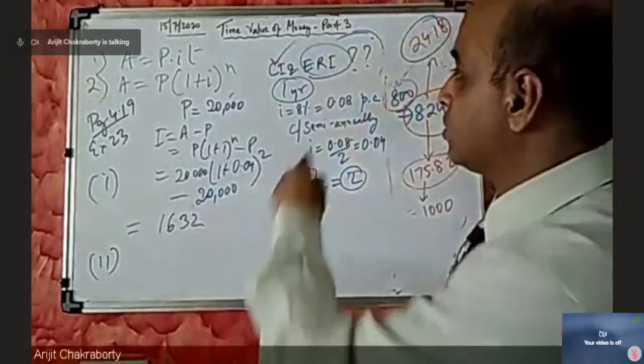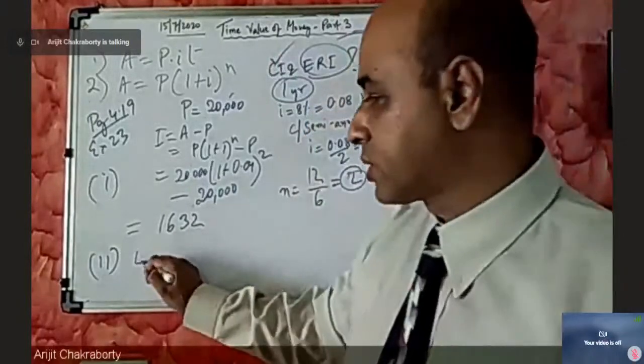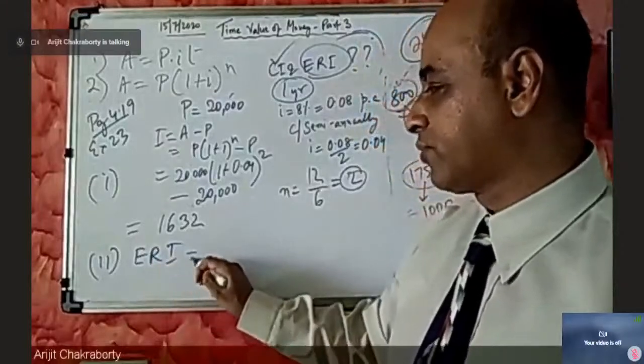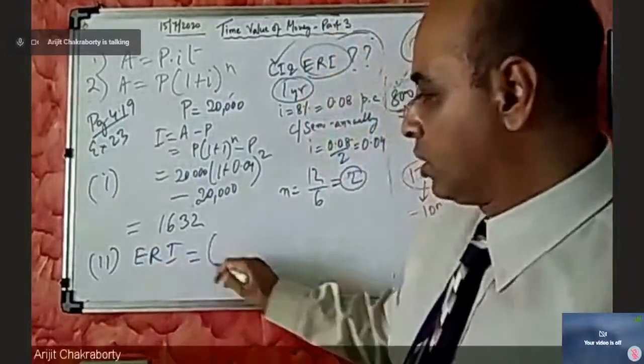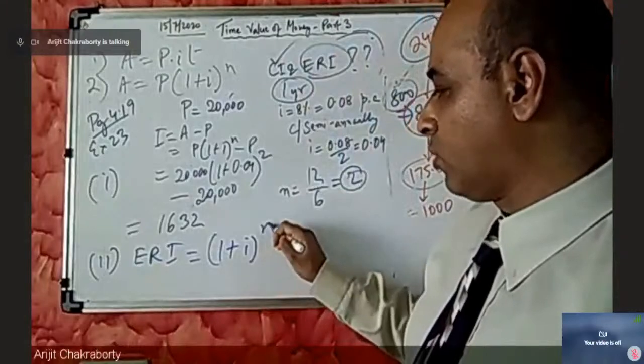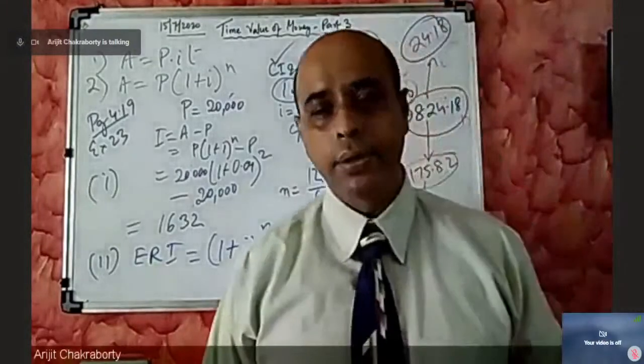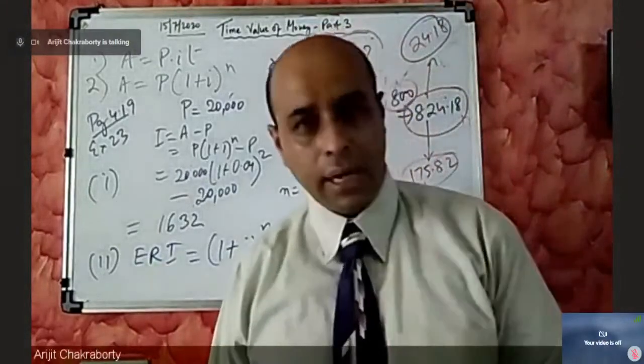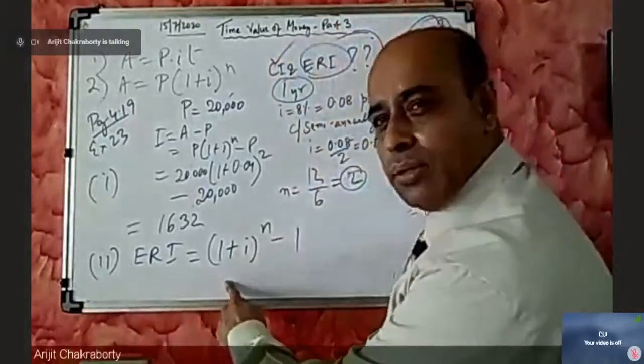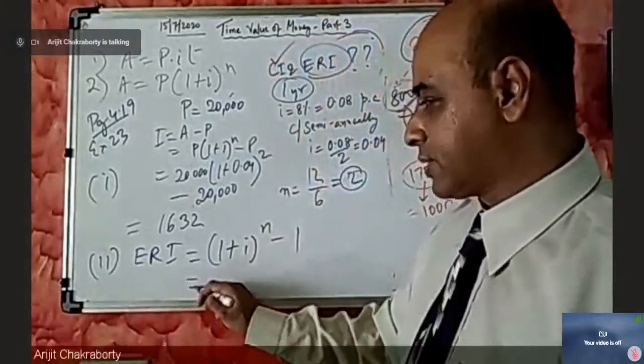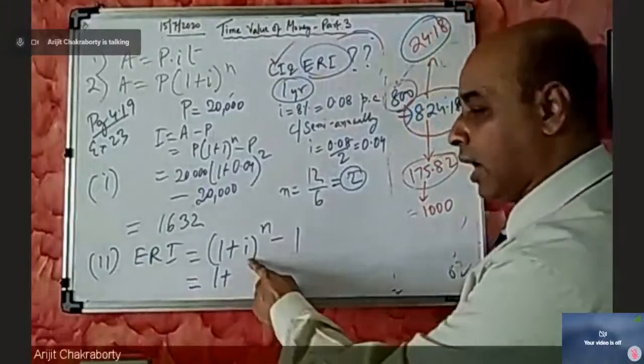Now, coming to the second one, the effective rate of interest. You know the formula for effective rate of interest is 1 plus i to the power n, minus 1. We have done it last day. If you put in the values in this formula, you get 1 plus i. What is i?